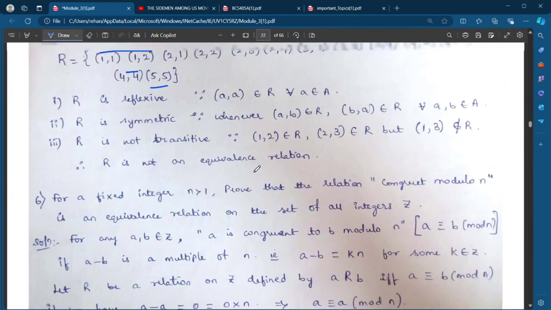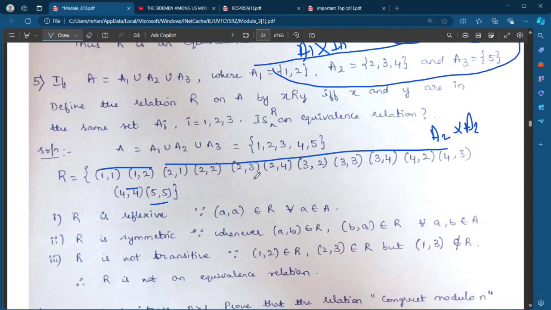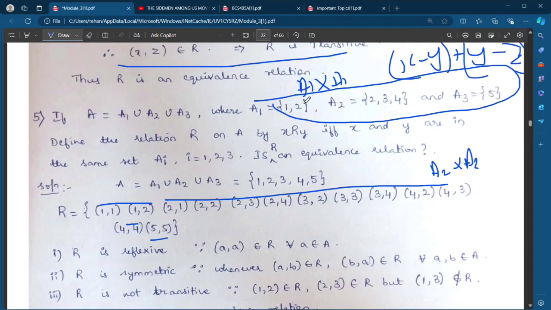So in this question, whatever they have asked here, it is nothing but A1 union A2 union A3. This relation R is defined on A by: a relates to y if and only if x and y are in the same set, that is, Ai is equal to the set A of i, where i is equal to 1, 2, and 3. Is R an equivalence? So what I'm doing, first A cross A, A1 cross A1, A2 cross A2, A3 cross A3.